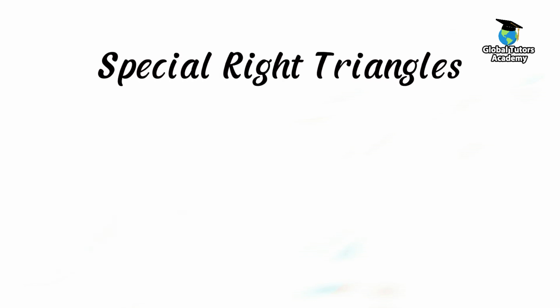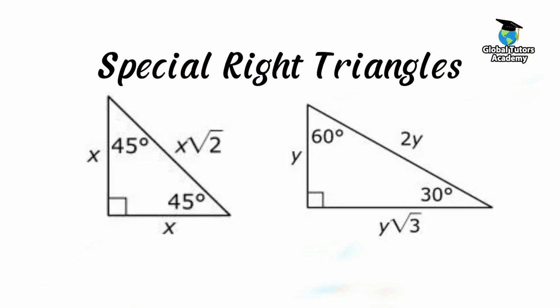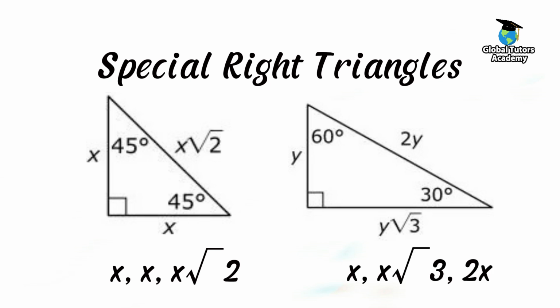For special right triangles. Some triangles have consistent side ratios you should memorize. A 45 degrees minus 45 degrees minus 90 degrees triangle has side ratios of. A 30 degrees minus 60 degrees minus 90 degrees triangle has side ratios of. These come up frequently in standardized tests and geometry problems.